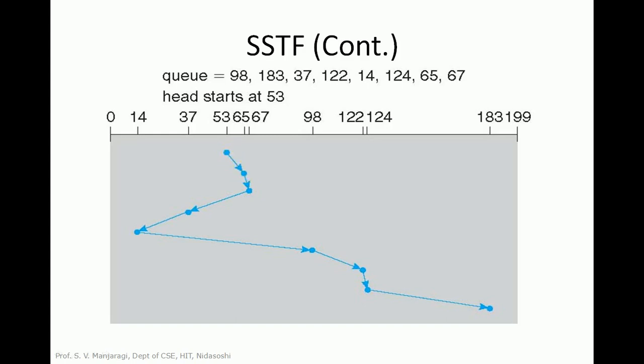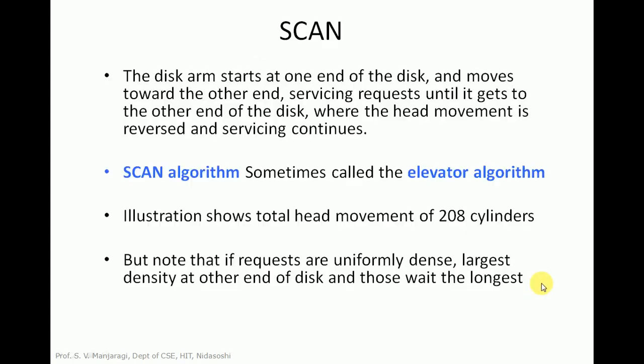The next request with the smallest seek time is 67. From 65, we serve 67. Then the next smallest is 37. 37 will be served. Then 14. From 14 the next is 98. From 98, we serve 122. From 122 to 124. Then finally 183.